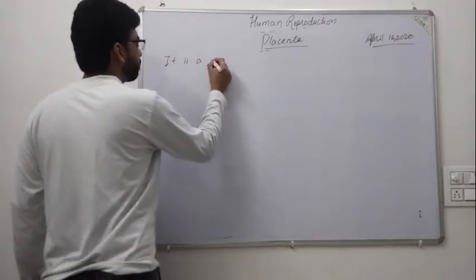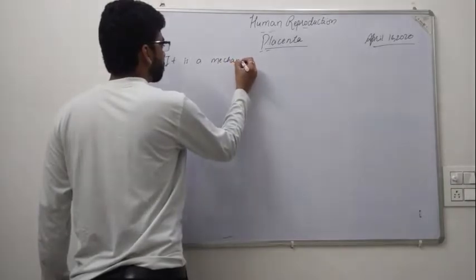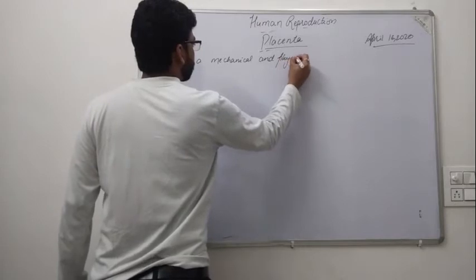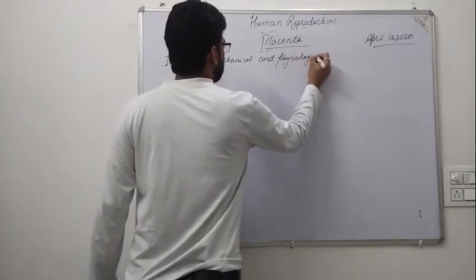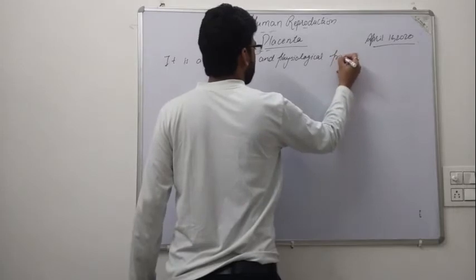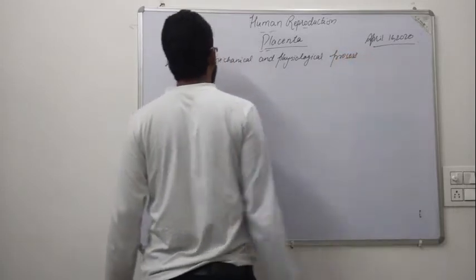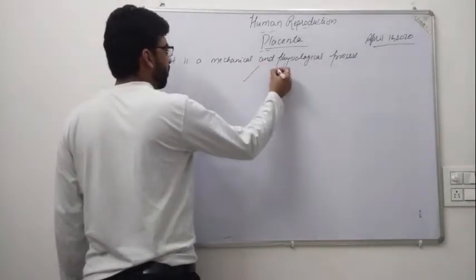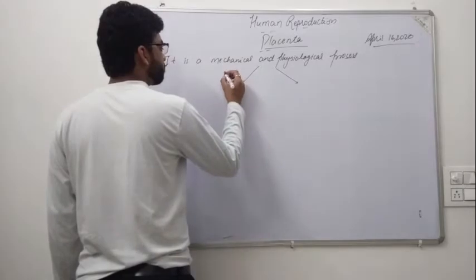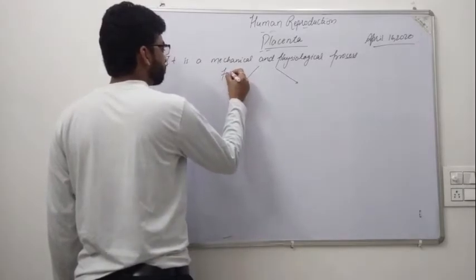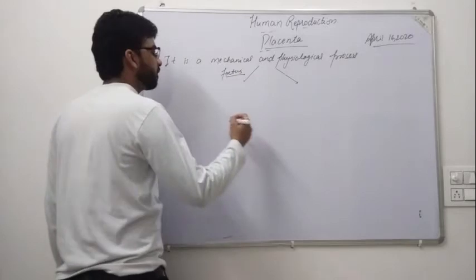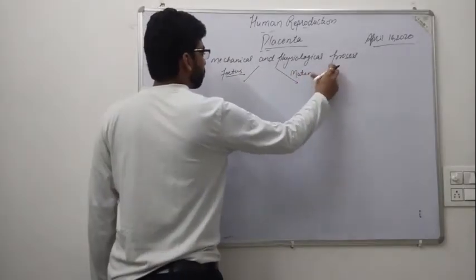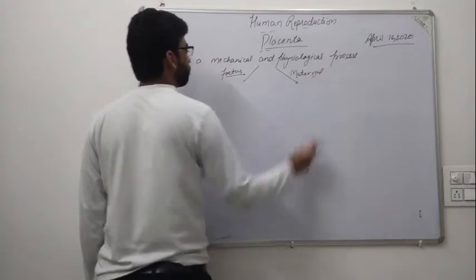It is a mechanical and physiological process. So, mechanical and physiological process here. Placenta has two parts. First is from the fetus and the other is from the maternal side.